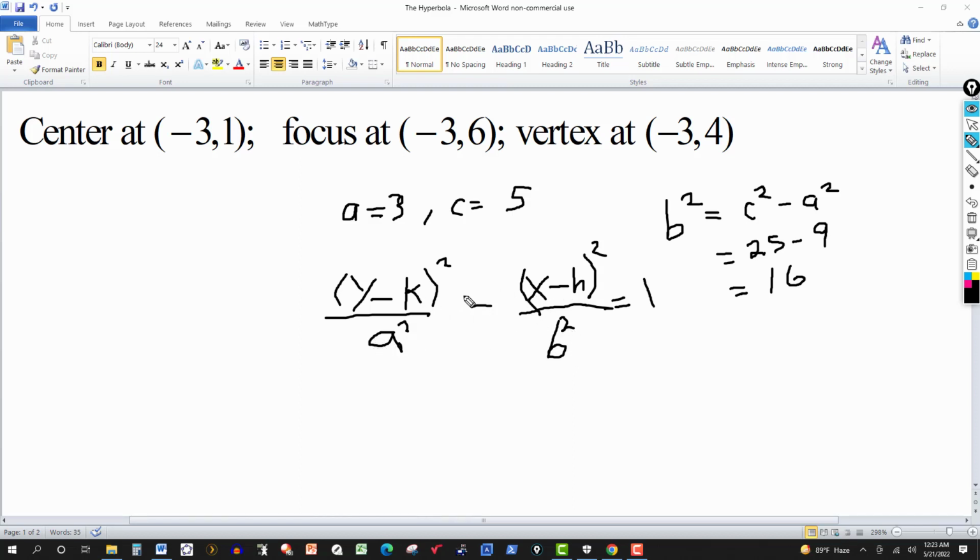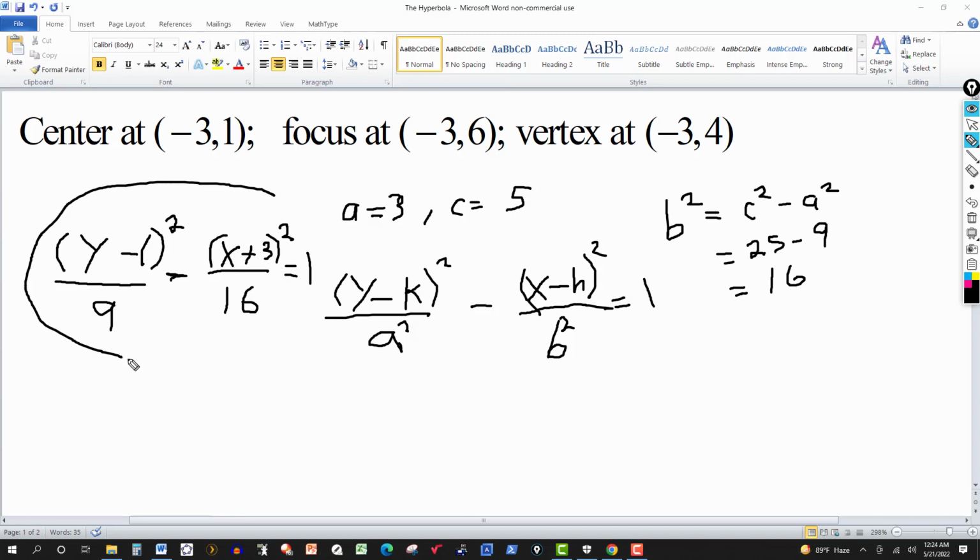And of course, (h, k) is the center, which is (-3, 1). So in this case, it's (y minus 1) squared over a squared, and a is 3, so this would be 9, minus (x minus h). h here is -3, so minus that would be a plus 3, quantity squared, over b squared. So b squared is 16. And this is equal to 1. So this is your equation based on the information given. This is the equation of the hyperbola.